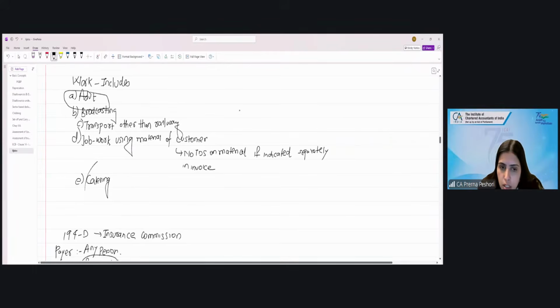So if there is no manufacture or supply, for example, if it's a construction contract, again no TDS. If the value of the material is indicated separately in the invoice, again no TDS on the material value. Now what is the exception to 194C? When 194C is not applicable?